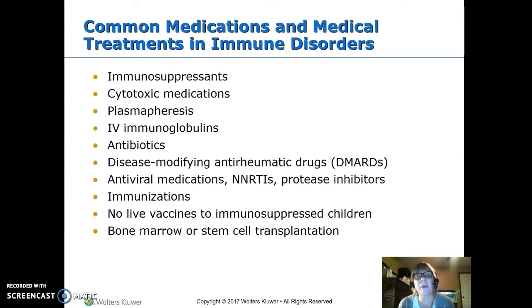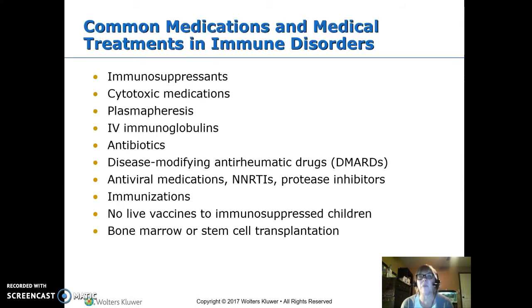So some of the common medications that are used in immune disorders: immunosuppressants, cytotoxic medications, plasmapheresis, IV immunoglobulins, we'll talk more about those, antibiotics to kill germs, disease-modifying anti-rheumatic drugs, your antivirals and antiretrovirals, and NRTIs. These are for AIDS: antiretrovirals, protease inhibitors.